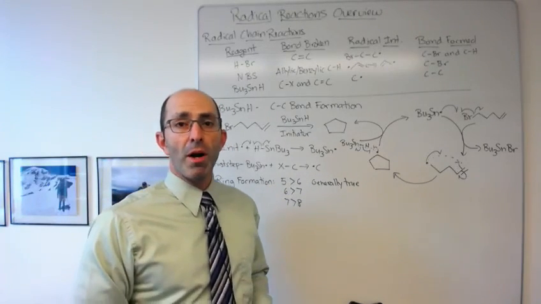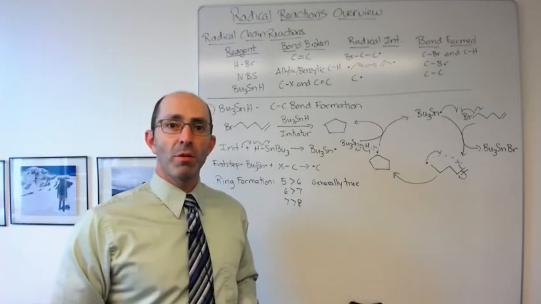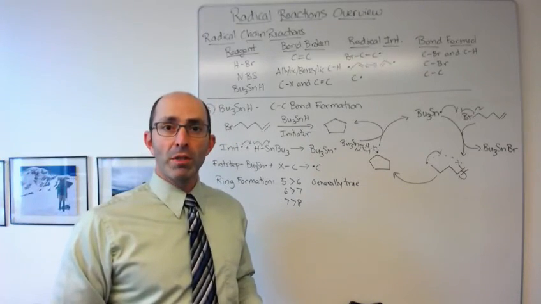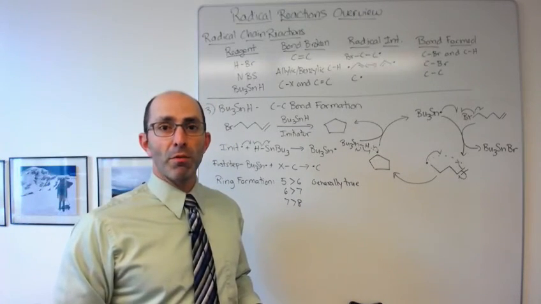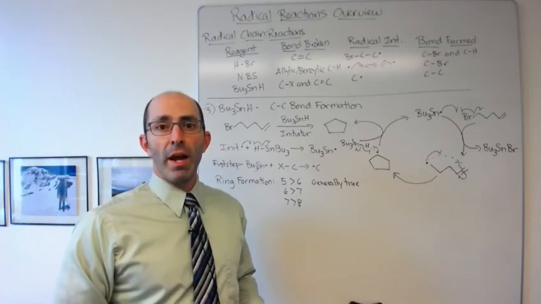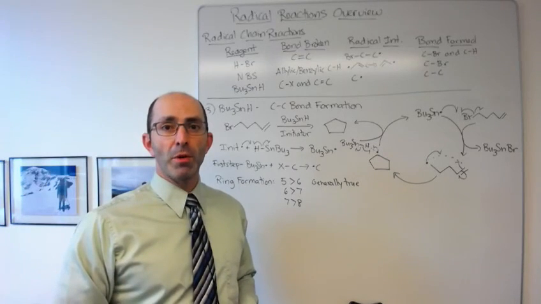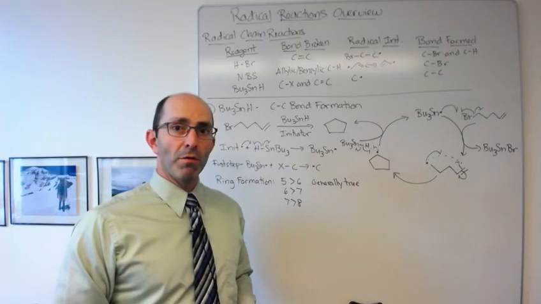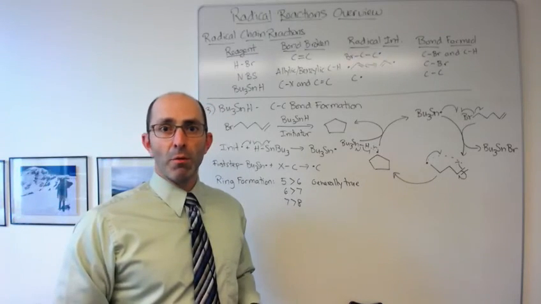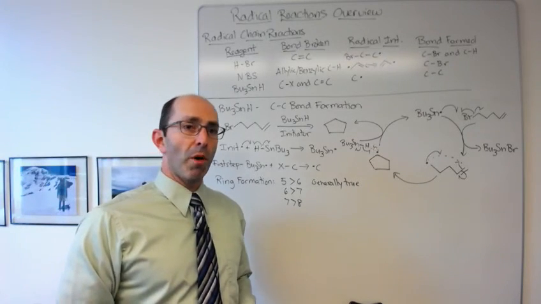Right, so just to summarize, for radical chemistry that we're interested in, we're going to make carbon-bromine bonds and carbon-carbon bonds. And we have 3 reagents that we use: HBr, NBS, and tributyl tin hydride. Right, if we can be comfortable with those reagents, then we're going to be in very good shape to solve the problems we're interested in.